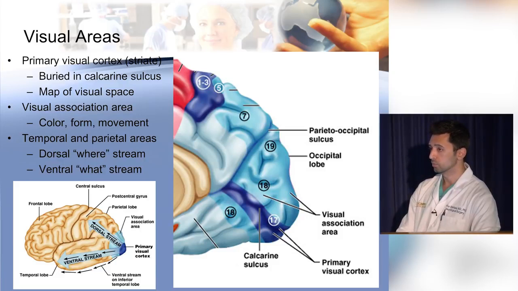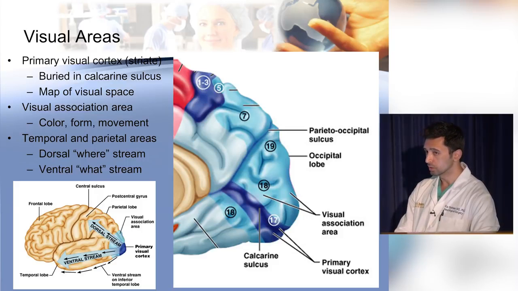So when we take care of patients, it's important to keep in mind that a lesion of a primary area and a lesion of an association area are going to have different deficits. And the association area is where a lot of comprehension is going to occur.